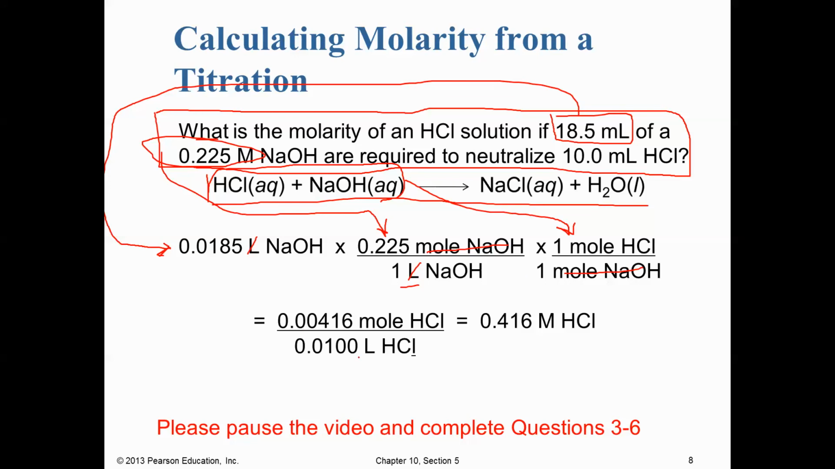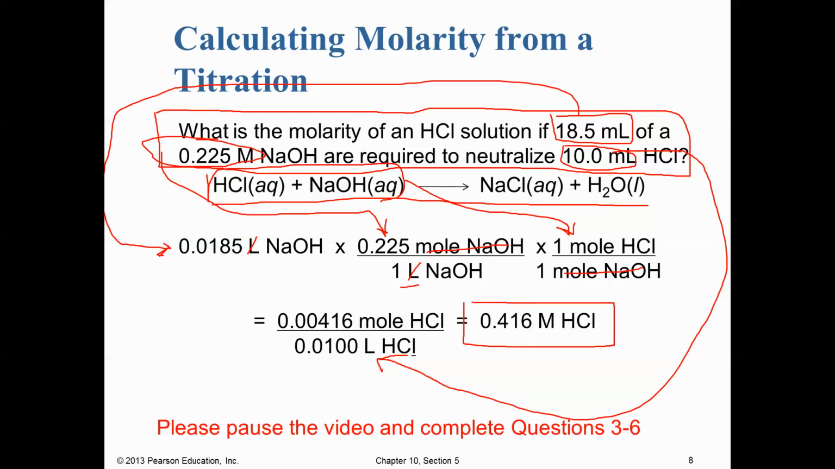We take our answer, our moles of HCl, and divide it by our volume. We take this value here, convert it to liters, and divide. Then we end up with 0.416 moles per liter of HCl. You'll be doing very similar calculations, with a different balanced equation and different numbers, in that lab if you haven't done it already. So please pause the video and complete questions 3 through 6. Thanks.